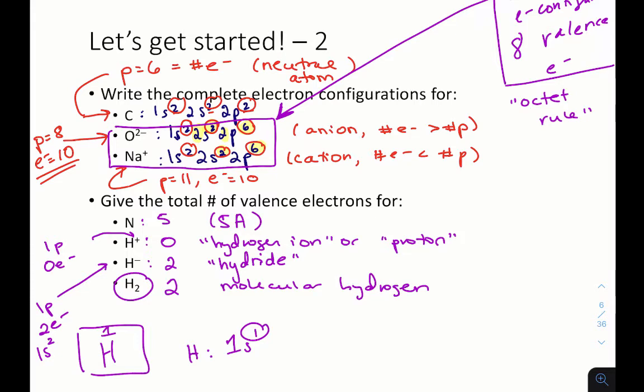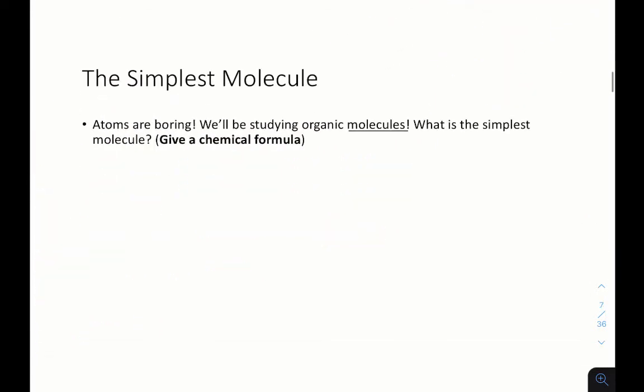Awesome. Let's move on. Atoms are so boring. We're going to be studying molecules. So what is the simplest molecule? Because let's just get started talking about them. Yes, the simplest molecule is the one we were just discussing. It's the hydrogen molecule. It's the simplest because it's made up of 2 protons and 2 electrons.